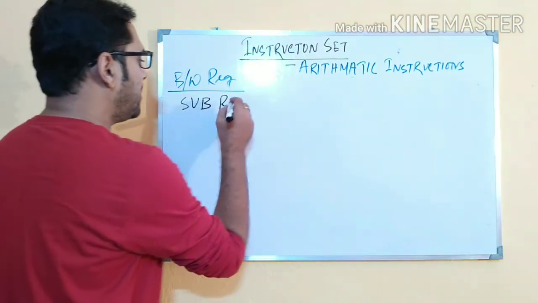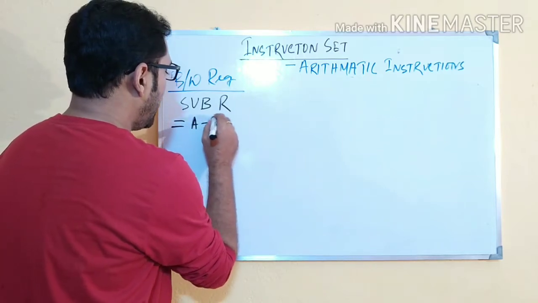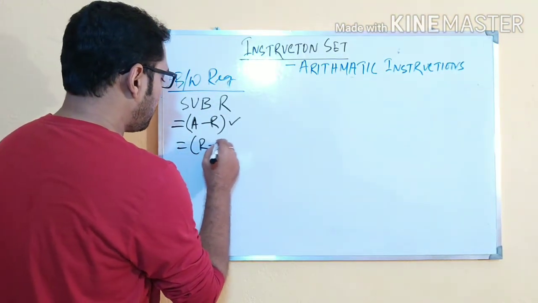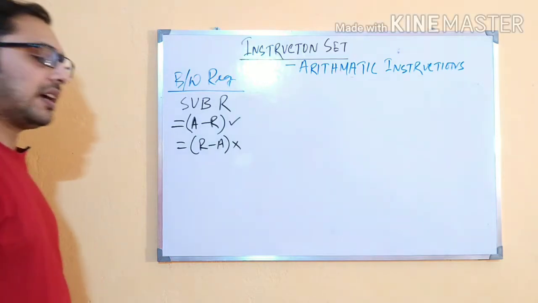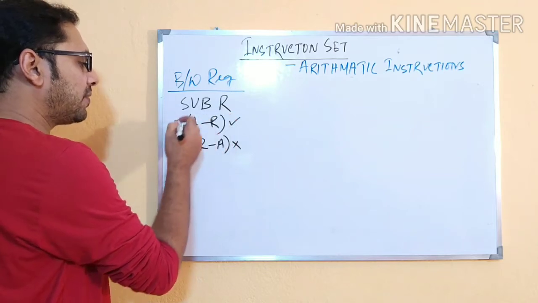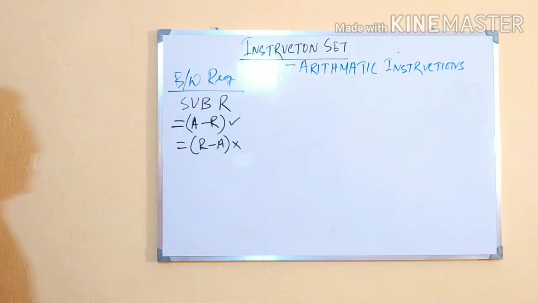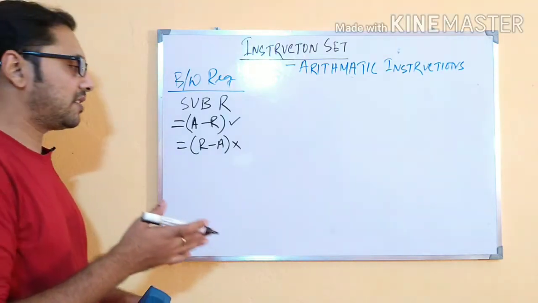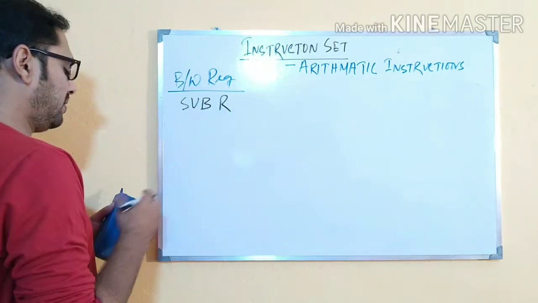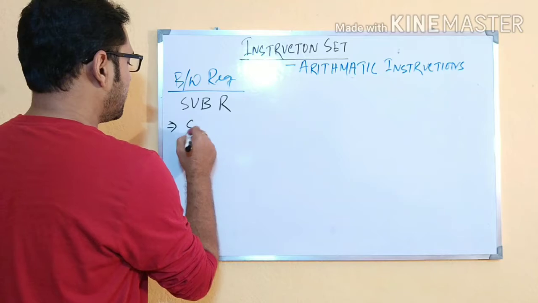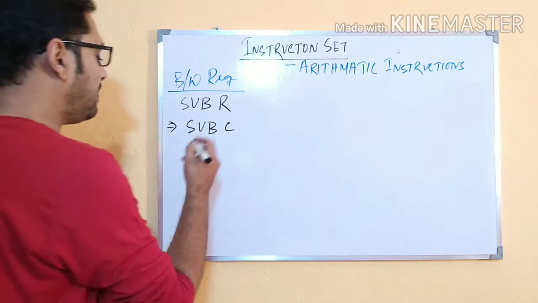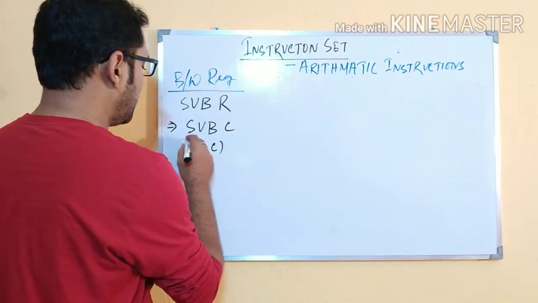What does it mean actually? It means I want to perform A minus R. Remember, this does not represent R minus A. No, that is wrong. SUB R means we want to subtract the content of R register from the content of accumulator. So that is why SUB R means A minus R, not R minus A. So take an example here. Suppose SUB C. That means I want to perform A minus C.